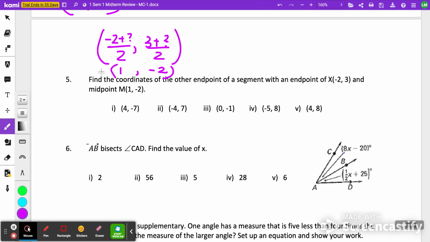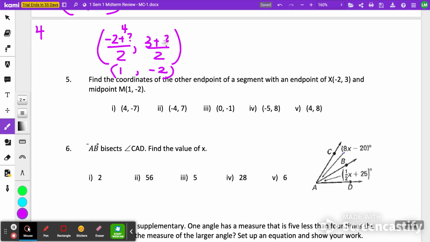So -2 plus what would give us 2? That answer is going to have to be 4, right? So 4 should be our x value, because watch again, -2 plus 4 is 2. 2 divided by 2 is 1. Doing the same thing here.